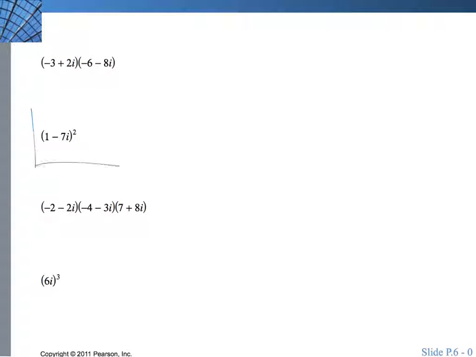I would like you to try this one right here: 1 minus 7i, the quantity squared. And this one right here, 6i to the third power. We'll touch base with those on Wednesday when I come back.